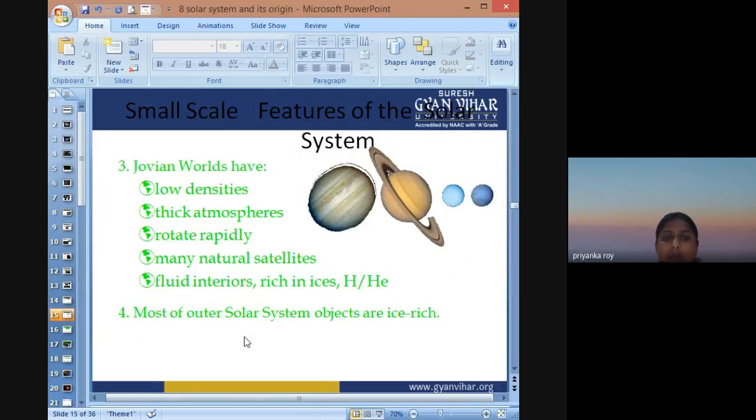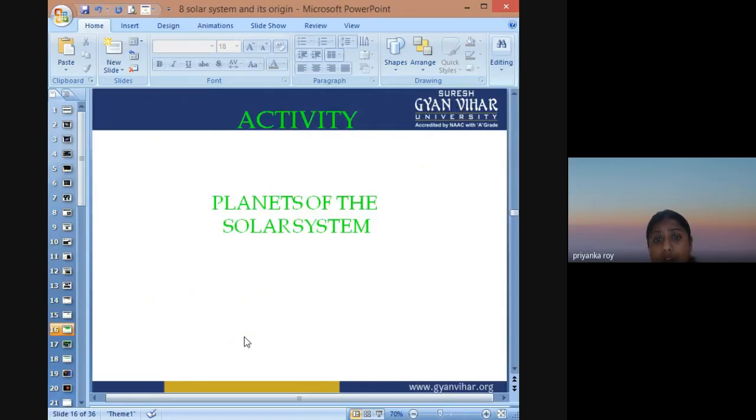Okay. There are the Jovian worlds that have low density, thick atmospheres and rotate rapidly. Many natural satellites are there in these, and fluid interiors rich in hydrogen and helium, like Saturn, even Jupiter. Most of the outer solar system objects are in the form of ice.